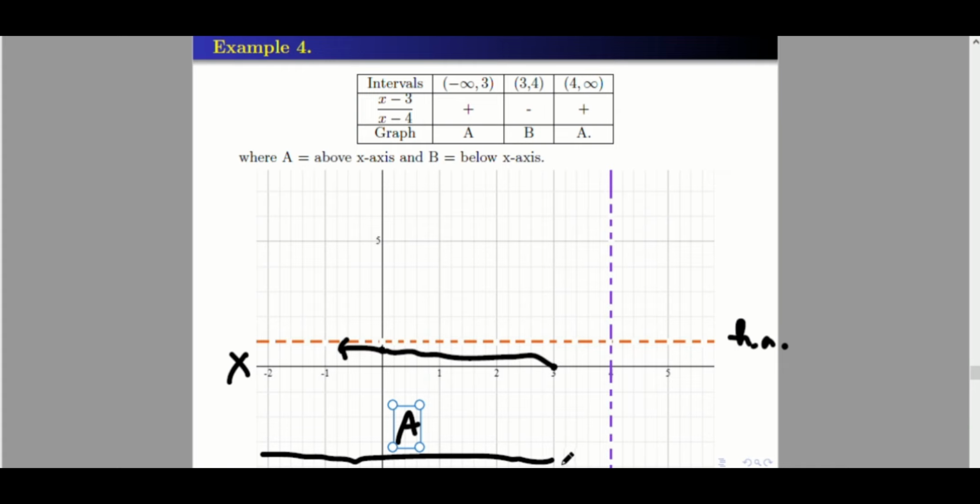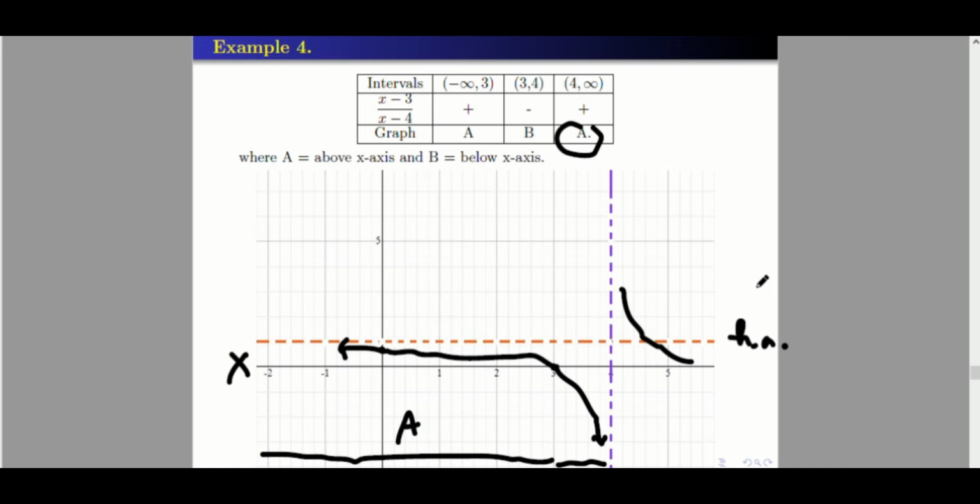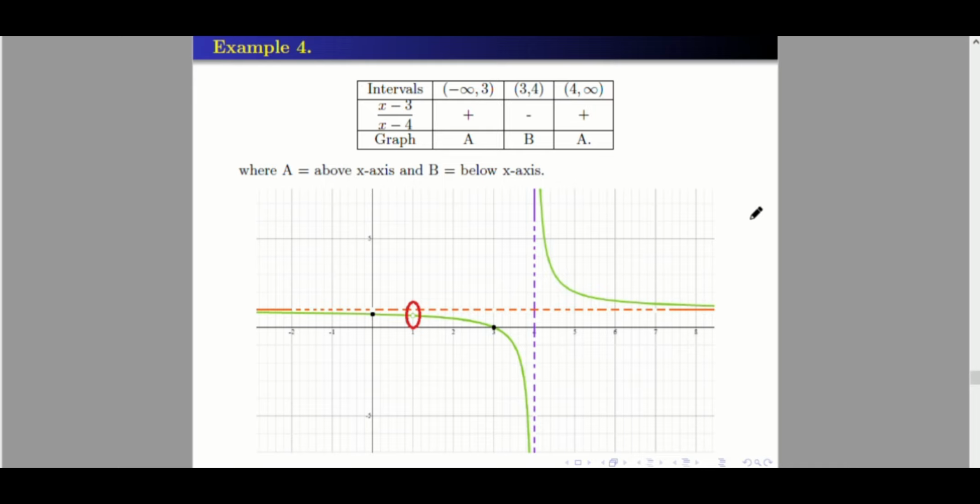Next, 3 to 4, this small area here. It is below the x-axis, so draw, asymptotic to the vertical asymptote. And then next, it's above the x-axis. So again, you cannot draw this like this because the graph will not cross the horizontal asymptote. So it should be here. Okay, so the endpoints must be asymptotic to the vertical asymptote and the horizontal asymptote. Okay, so the graph looks like this.